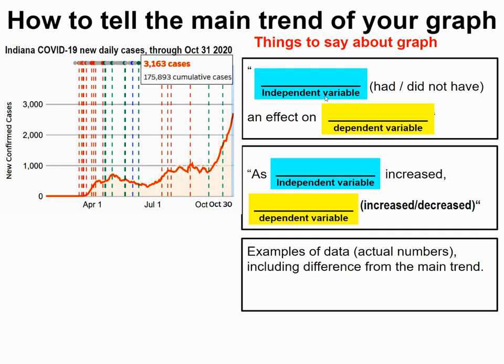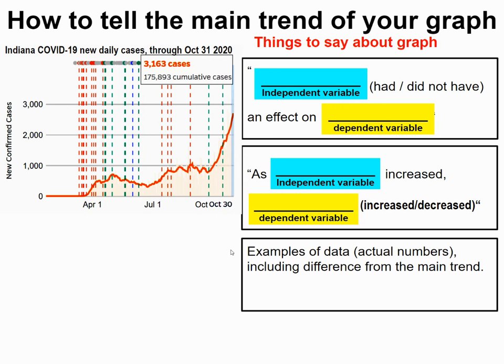You're still going to say your independent variable did or did not have an effect on a dependent variable. And how you would know is if the line goes up or goes down, or, if you have dots, if the dots tend to go up or tend to go down, that means there was an effect. If it makes a line that is sort of flat, or the dots go in no particular order, that means it did not have an effect on the dependent variable. And as the independent variable increased, did the dependent variable increase or decrease? And then you put examples of data, the actual numbers, including a difference from the main trend.